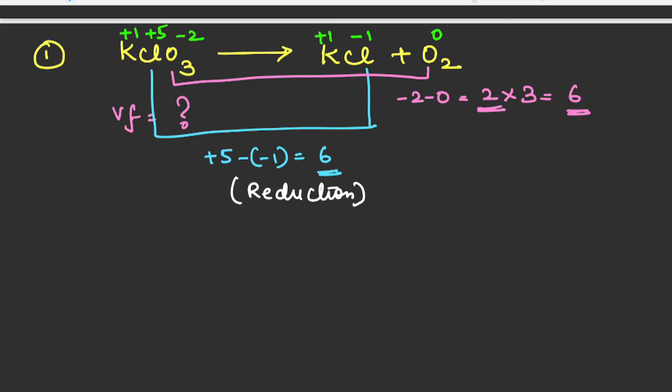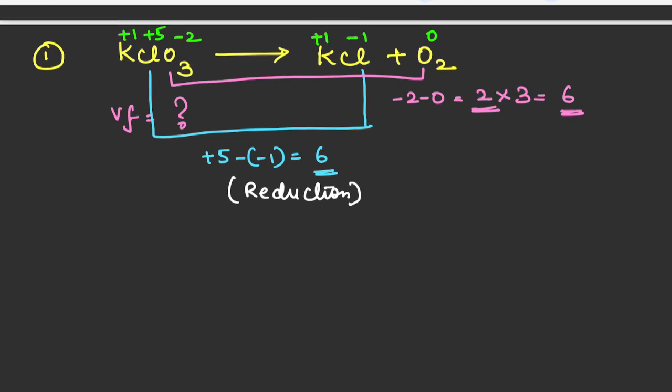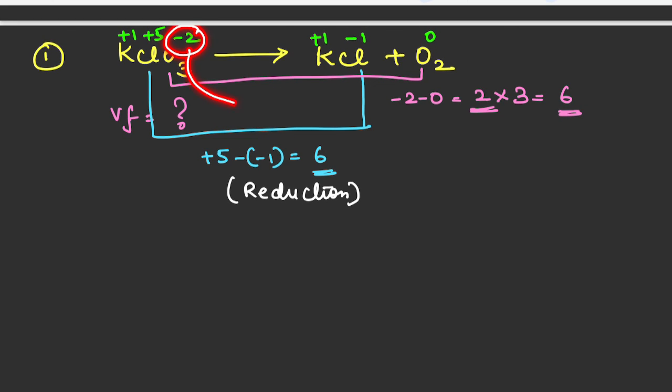So here, whether oxygen is undergoing oxidation or reduction: see, from -2 it is changing to 0. So there is an increase in oxidation state. If there is an increase in oxidation state, it is called oxidation. So here oxygen is undergoing oxidation.